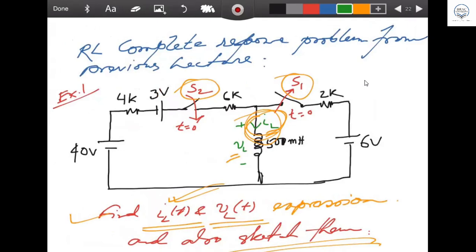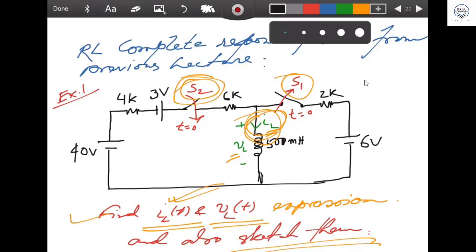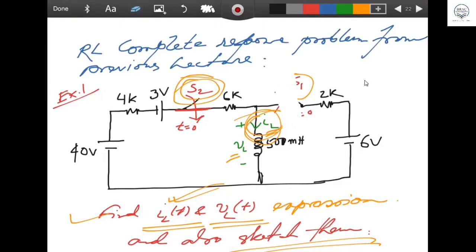Now if we go for t is more than 0, then what will happen? After t is more than 0, S2 switch is closed or open? Closed, sir. Close. After t is more than 0, S2 is closed. And S1 switch will be what? Open, sir. So we can imagine there is no switch here. Open means this is open. Do you get it? Yes, sir.